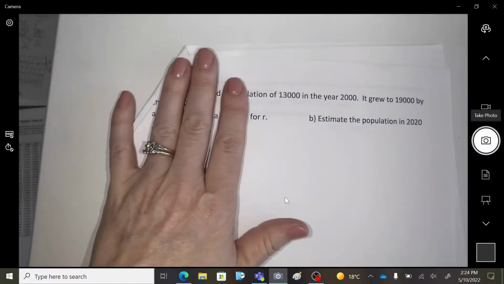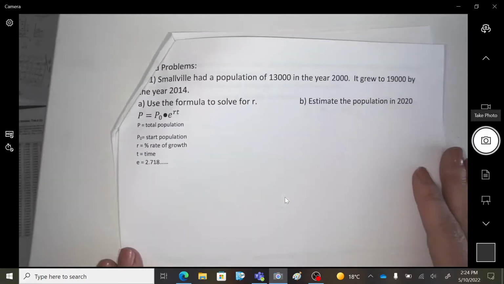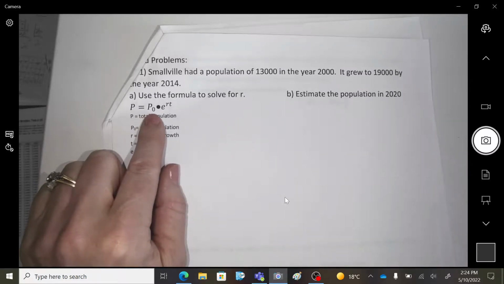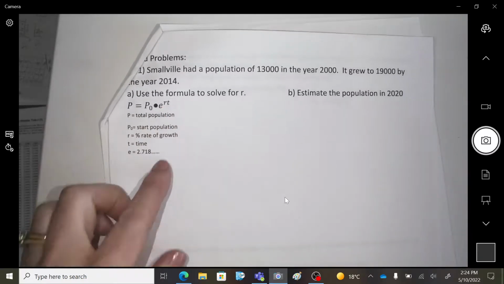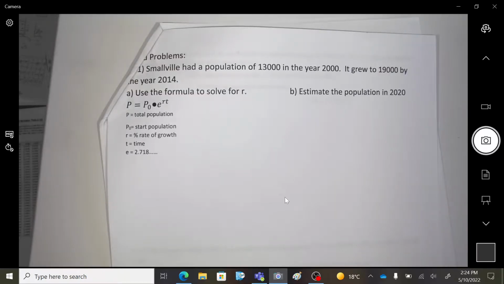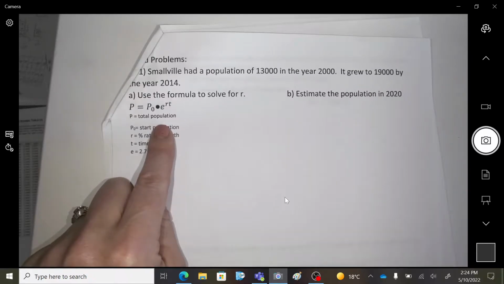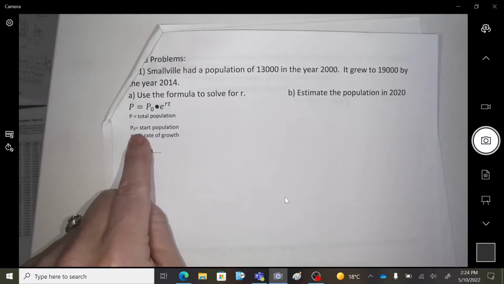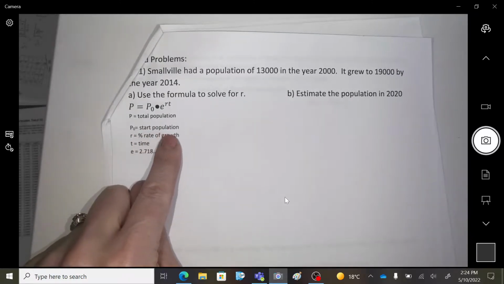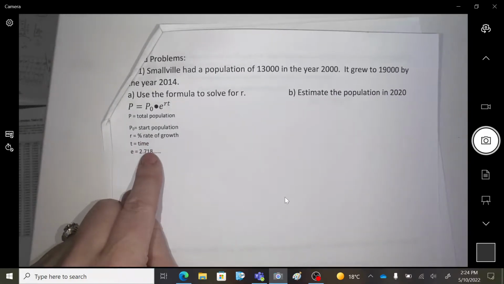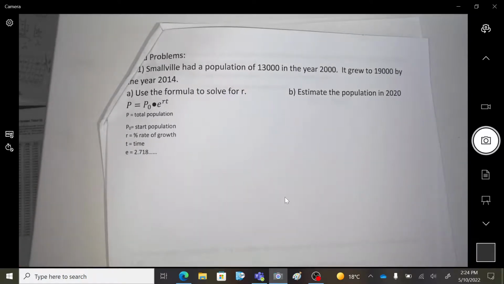Okay, when I look at this first example and I read this formula, I have a P, a P0, an E, an R, and a T. The P is the total population, also the ending population. P0 is the start population. R is the percent growth rate. T is the time, and E is a number. We remember that E because it's in our calculator.